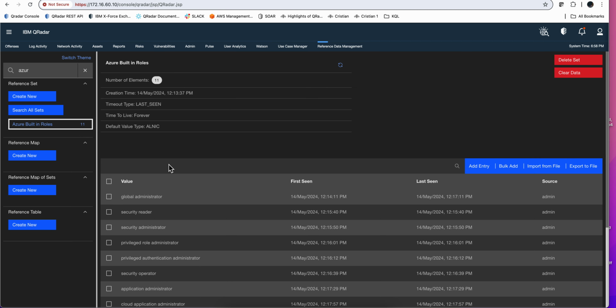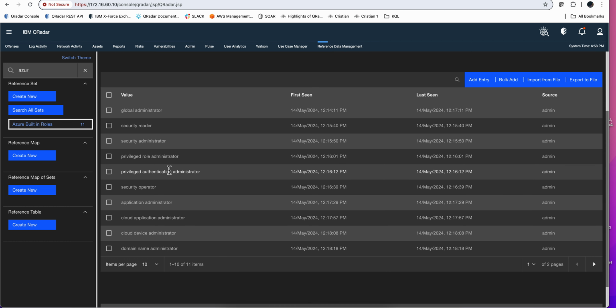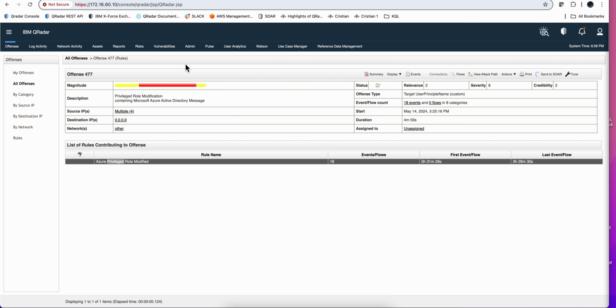So these are the roles that Damon thought were interesting to look upon, right? Like global administrator, all these roles. Needless to say, you can modify this table and put additional roles that you might be interested in. Let's get back to the offense.